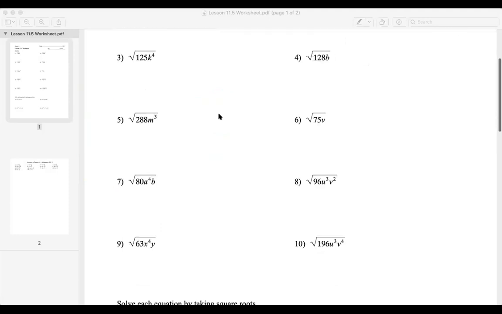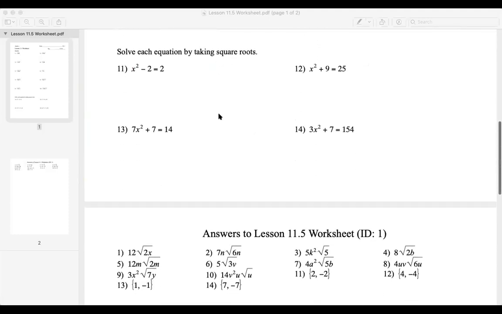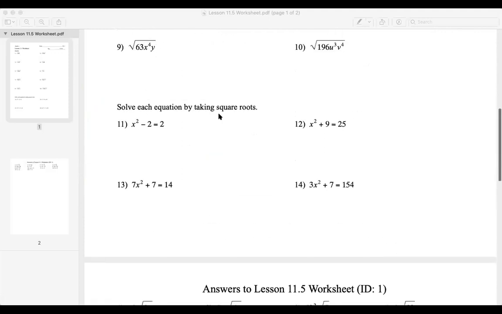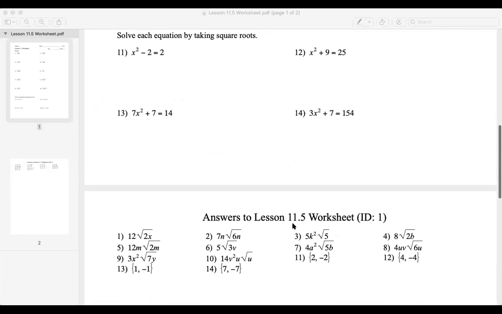All right, any other questions? These are pretty straightforward. None of them are necessarily hard. Oh, and by the way, here are the answers.